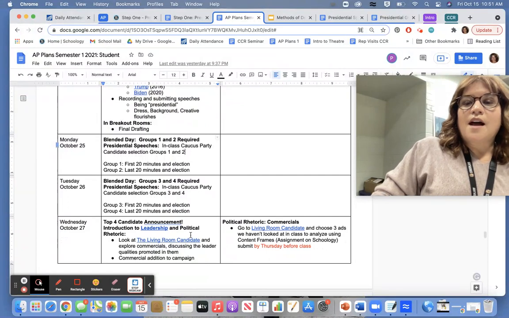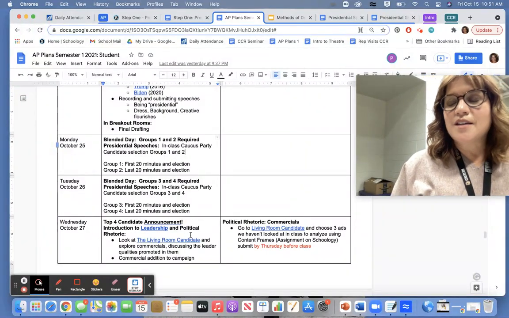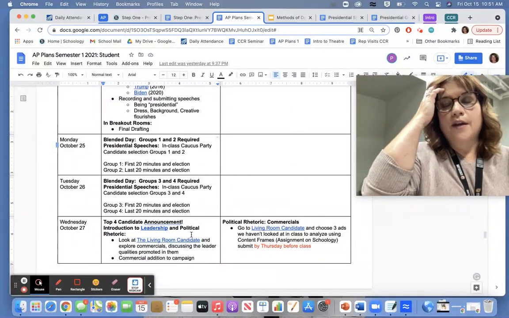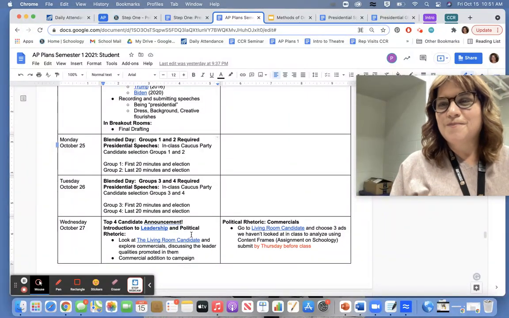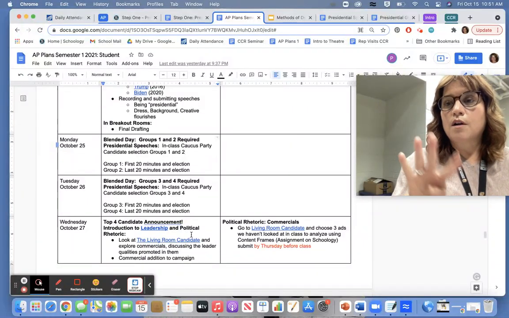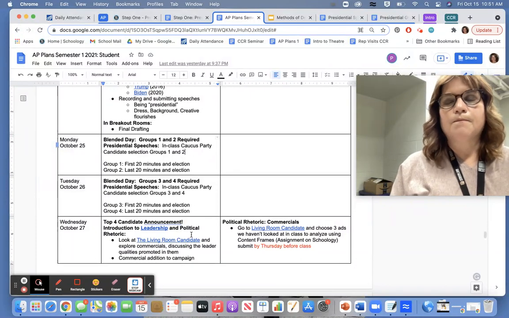So on Wednesday in class, you won't know when you leave class who is the chosen candidate, but I will let you know on Wednesday, okay, who's the chosen candidate from your party. So we'll go from having 12 different candidates giving speeches down to having 4 different candidates by the time we get to Wednesday, October 27th.